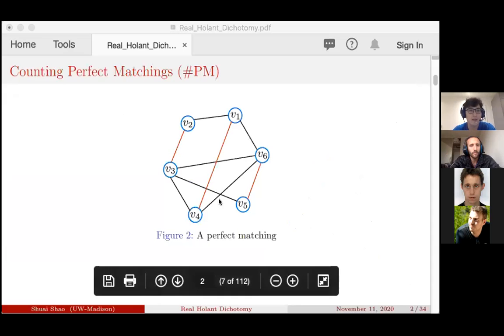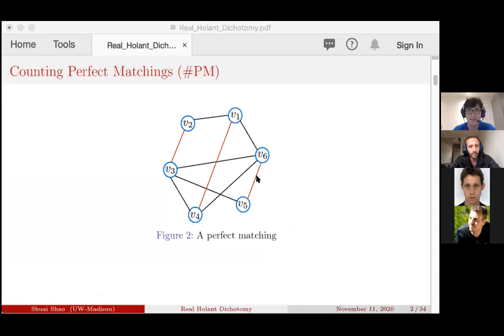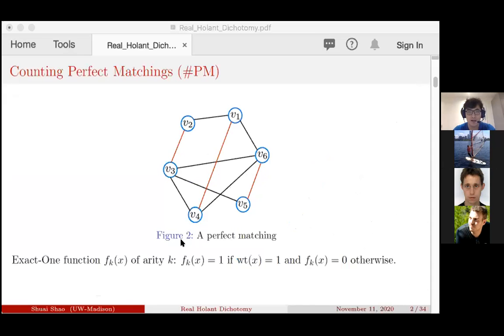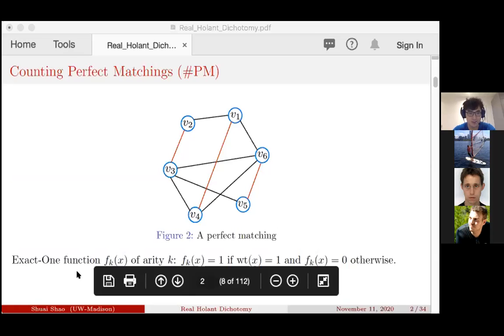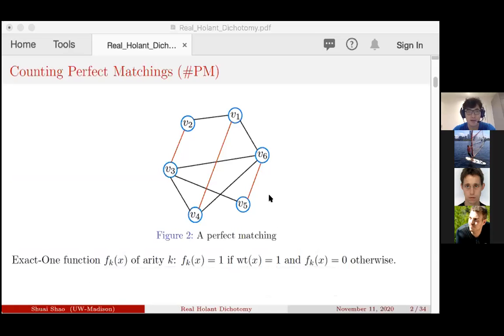Now let's see an example. A perfect matching of a graph is a set of edges such that for each vertex, exactly 1 edge incident to it is selected. In this graph, the set of red edges is a perfect matching. We want to count the number of perfect matchings of a graph. This problem can be expressed as the Holant problem parameterized by Exact-1 functions. Here is the definition of the Exact-1 function. This function takes value 1 when the input has Hamming weight 1, and it takes value 0 otherwise. So the Holant problem specified by all Exact-1 functions is the problem of counting perfect matchings.